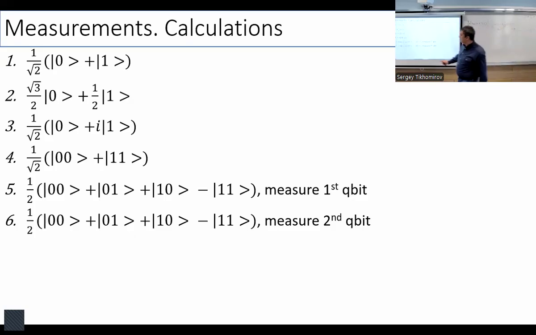Okay, we look at the elements which have the first 0. And we got 1/2, 0, 0 plus 1, and 1/2 plus 1/2, 1 times 0 minus 1. Now, what is the result of the measurement?